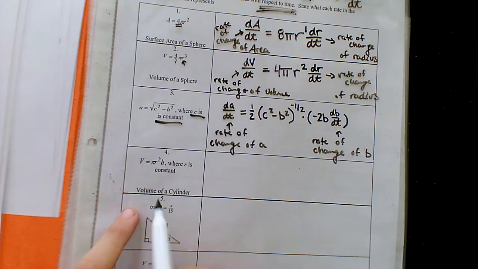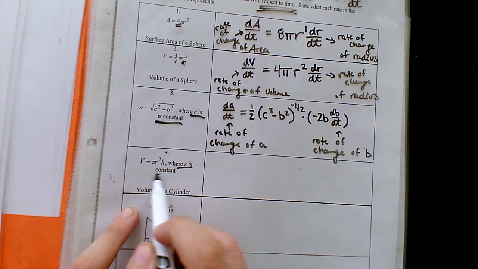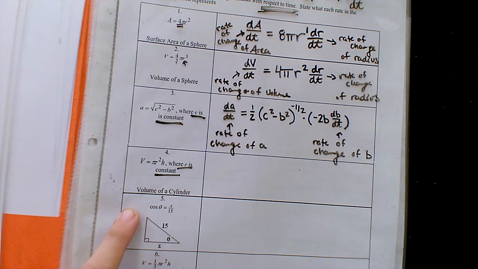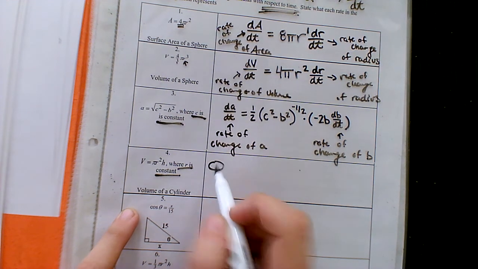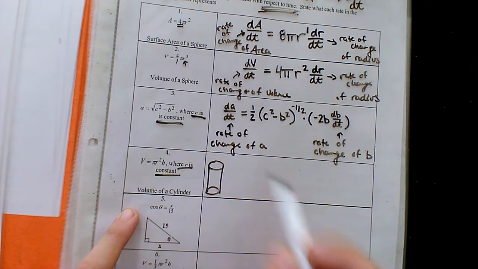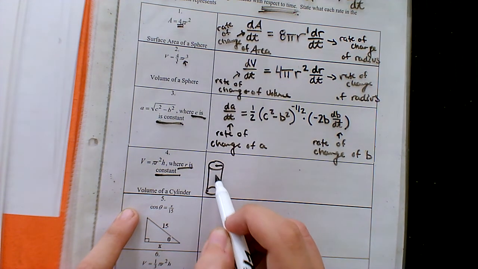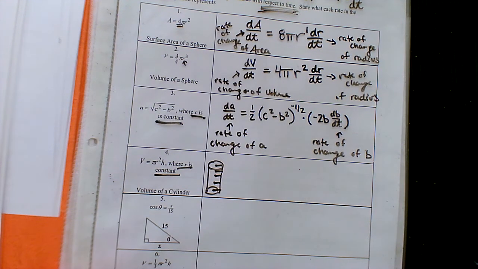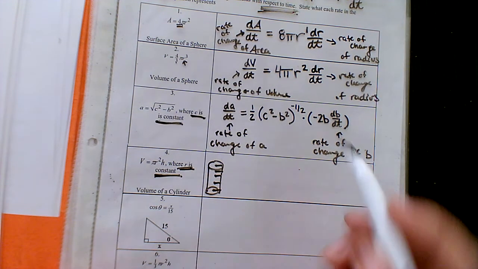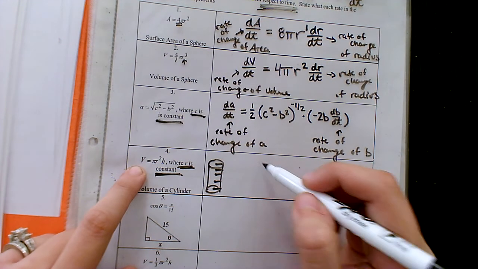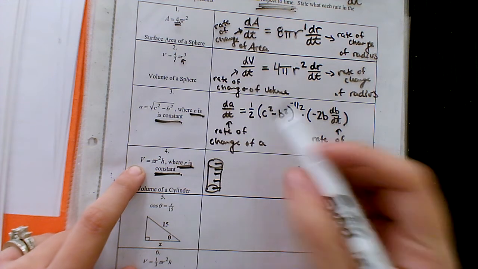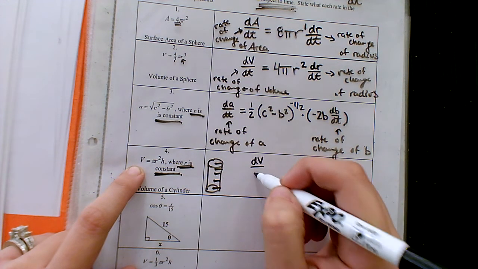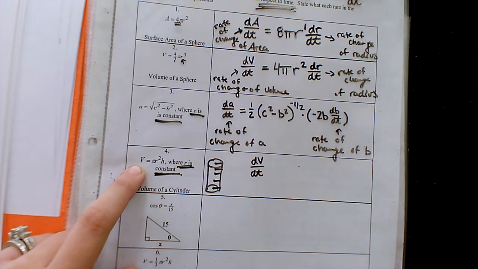Let's try 4. Volume of a cylinder, they're telling us that R is constant. Hopefully that makes sense, because if you think about a cylinder, the radius is always the same all the way through the cylinder, no matter what you have in it. So the radius doesn't change. Let's go ahead and try to find the derivative of volume, dV over dt.